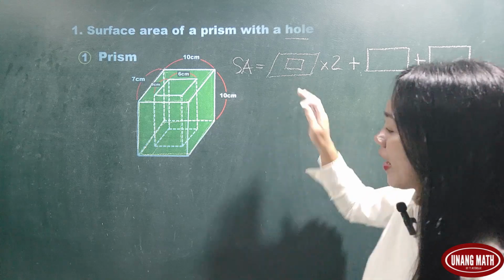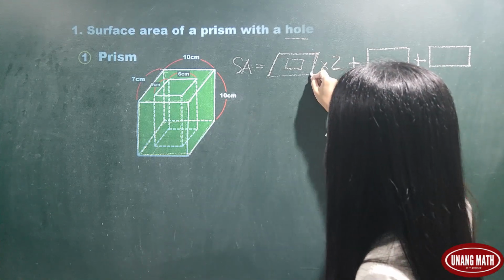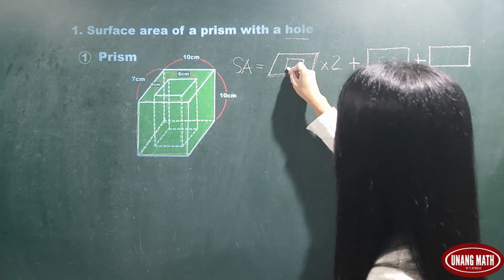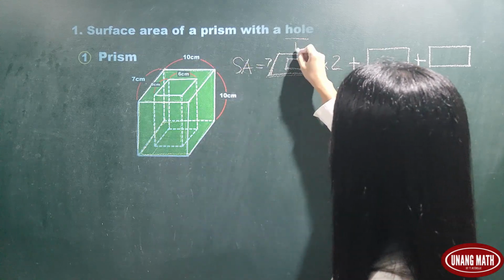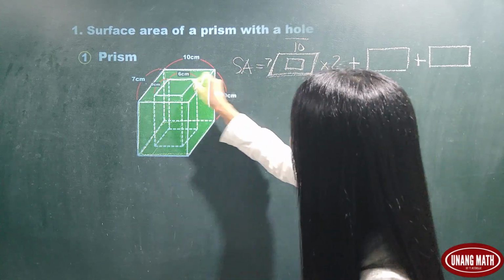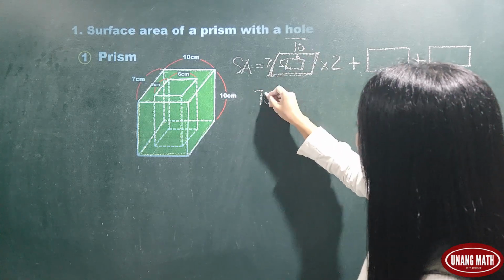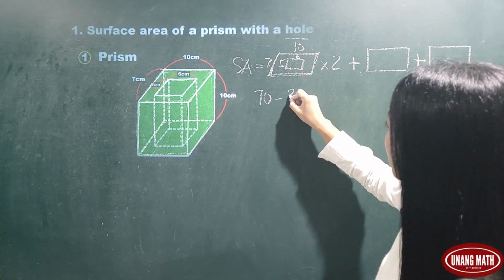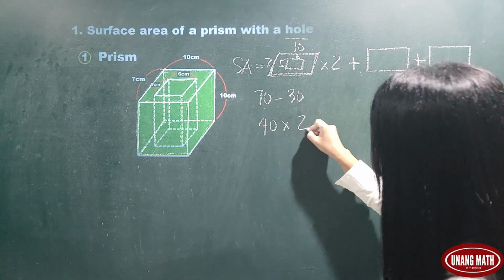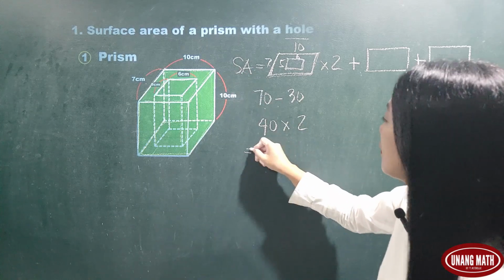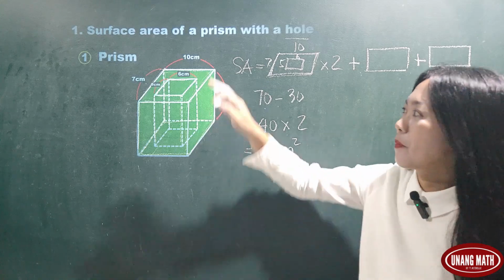Okay, first let's find the area of the base. We find the area of the base, this area minus this area. This is 7 and this is 10. This is 5, this is 6. 10 times 7 is 70 minus 6 times 5 is 30. 70 minus 30, that's 40. And we have to multiply it by 2 for both bases. So this is equal to 80. So 80 square centimeters for both bases.